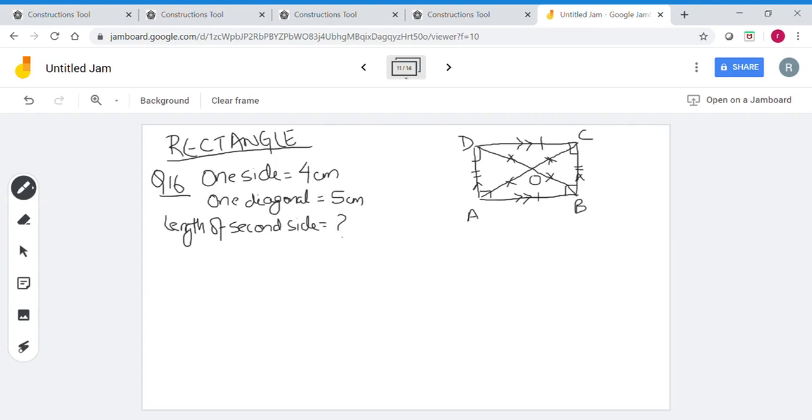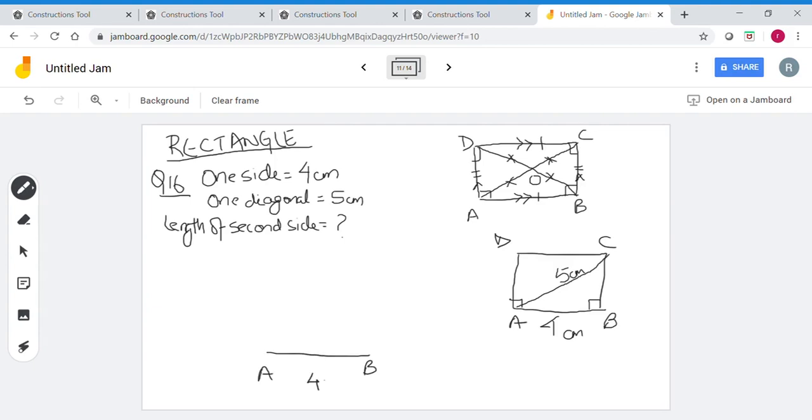One side is 4 centimeter. So let's say this side is 4 centimeter, and I will name it ABCD. This angle is 90, this angle is 90. So one side is 4 centimeter and one diagonal is 5 centimeter. So how will I construct this? Well, many methods, but let's look at this. Let's first construct AB. Easy to construct. I have to make 4 centimeter.